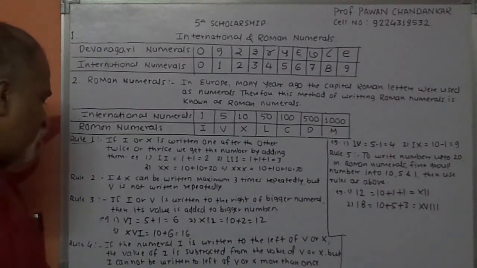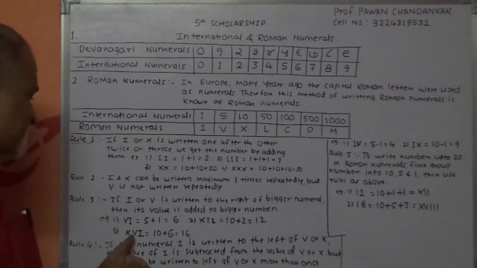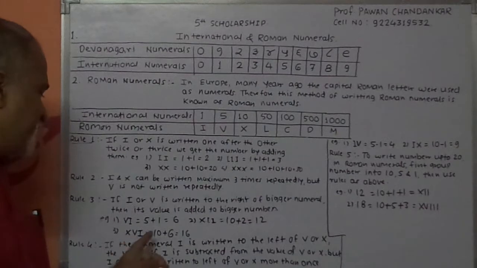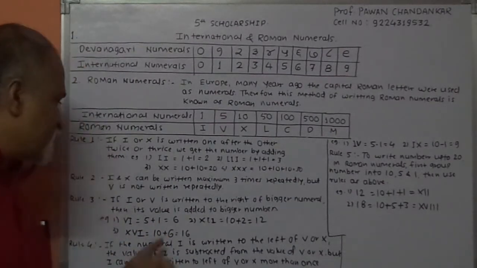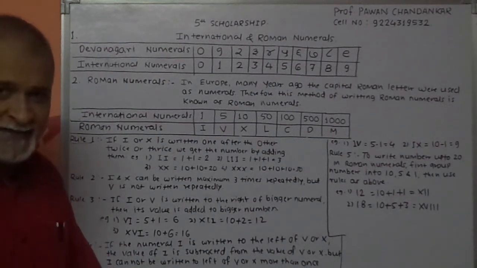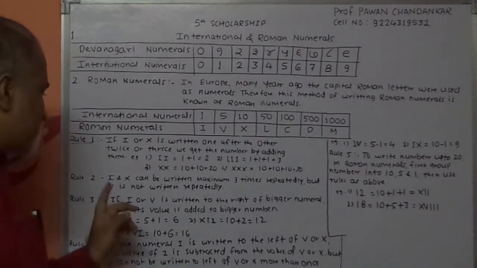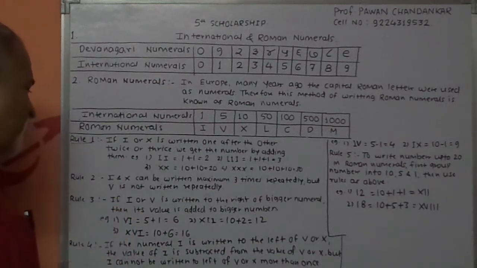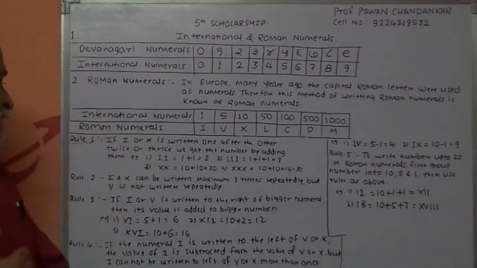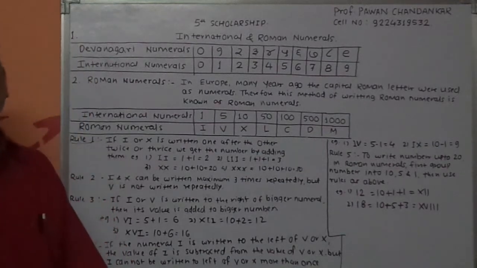Look at one more example. XVI. What does it mean? This is 10, this is 5 and this is 1. Means this figure is 16. Right, students? So this is 10 and VI means 6. So 10 plus 6 gives you 16. What we understood from this example is this rule which states that if we write 1 or 5 to the right side of the bigger numeral, then its value is added to the bigger number.